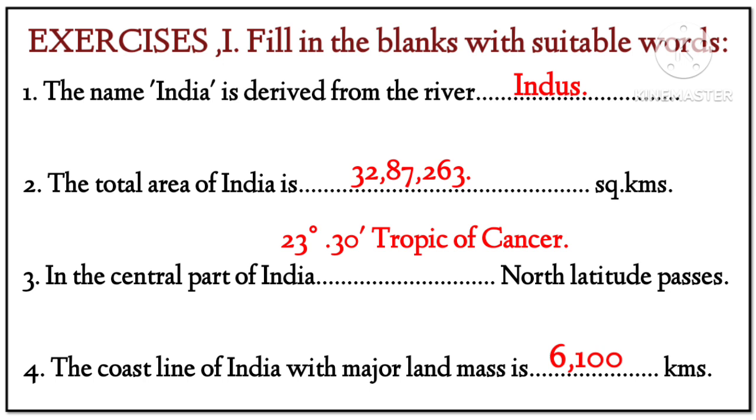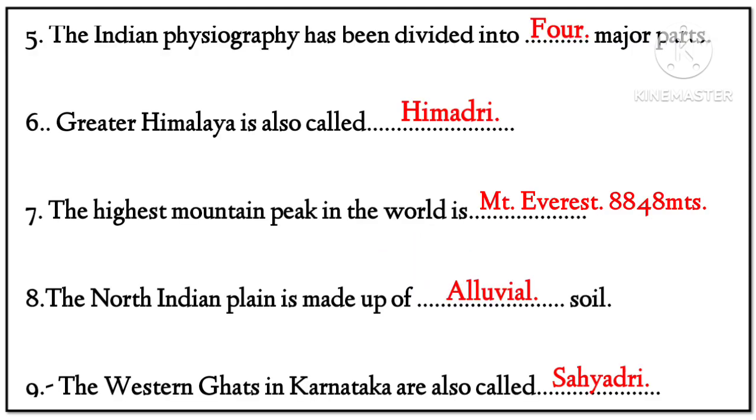Exercises. First, fill in the blanks with suitable words. The name India is derived from the river Indus. The total area of India is 32,87,263 square kilometers. The Tropic of Cancer, 23 degrees 30 minutes north latitude, passes through the central part of India. Fourth, the coastline of India with the major land mass is 6,100 kilometers. Fifth, Indian physiography has been divided into four major parts.